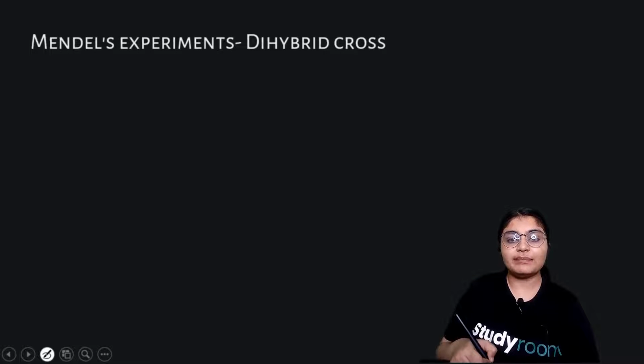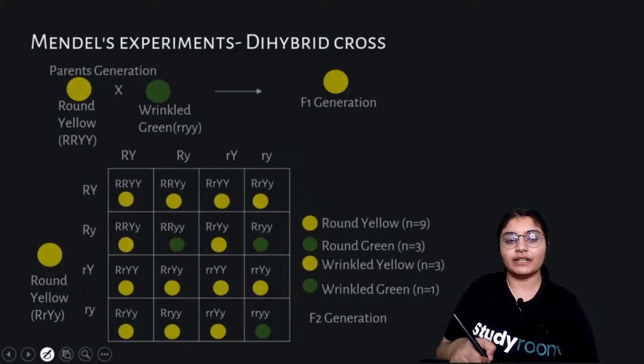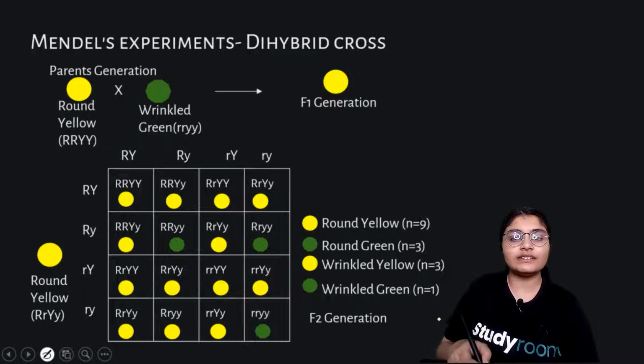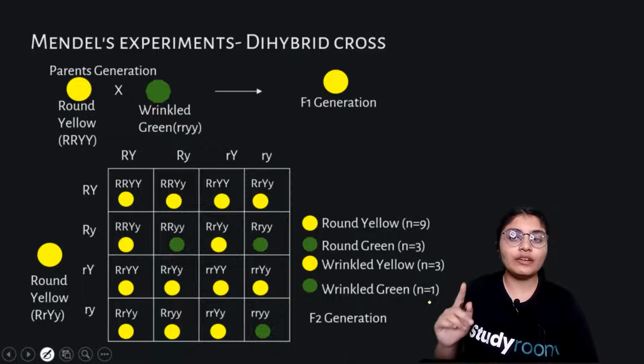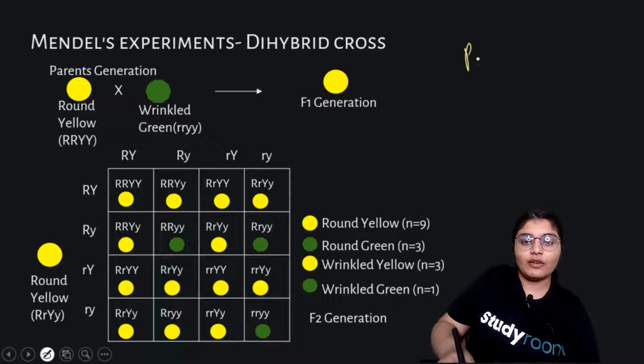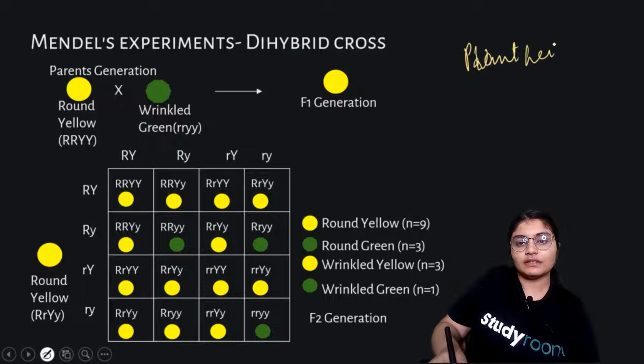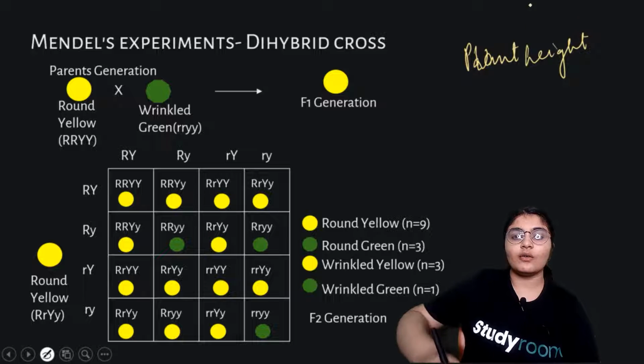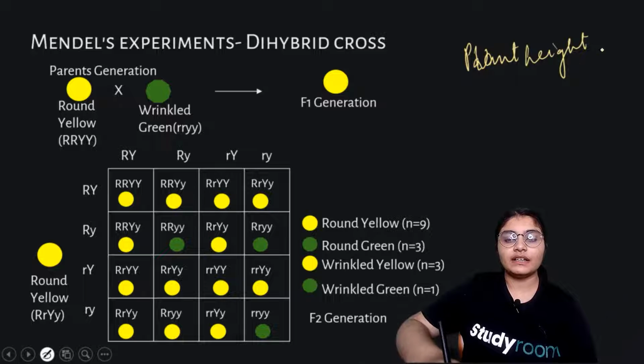Now, Mendel's experiment of dihybrid cross. Earlier we studied the monohybrid cross, in which we had only one character. We had considered only one character, that was tallness or dwarfness. That was the plant height. Okay, we considered plant height in the monohybrid cross.